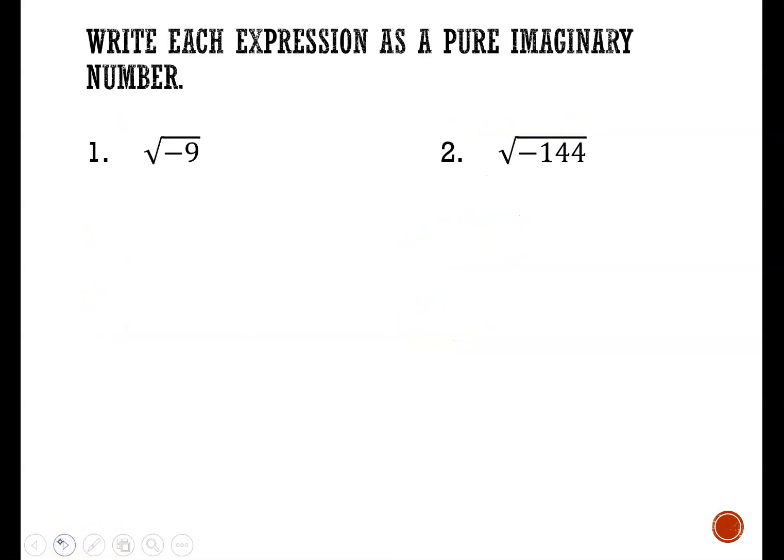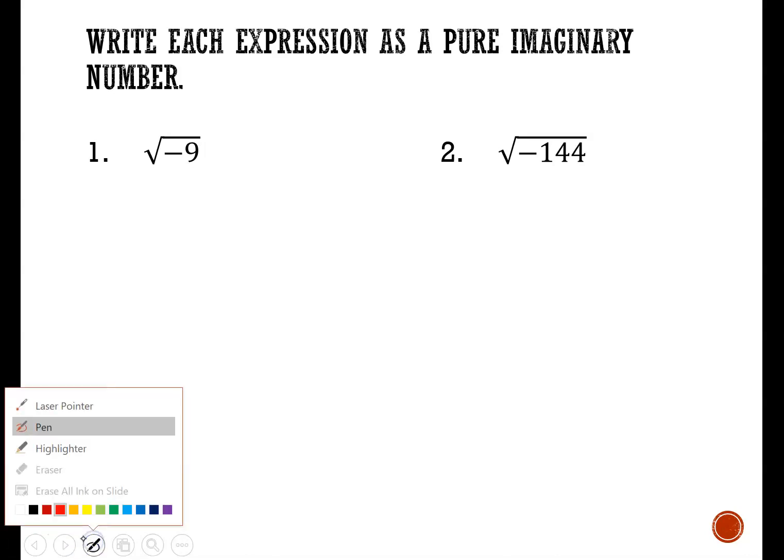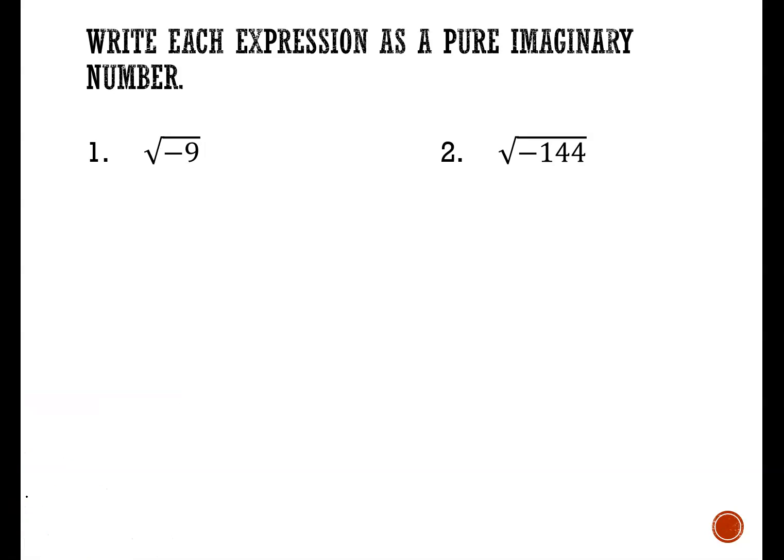So the instructions on these first examples say write each expression as a pure imaginary number. Now, eventually I'm going to have you do this without writing down any work. But to show you why it works the way it does, on this first problem, I'm going to go ahead and show some steps here. Let's rewrite -9 as 9 times -1. We know that 9 times -1 is -9.